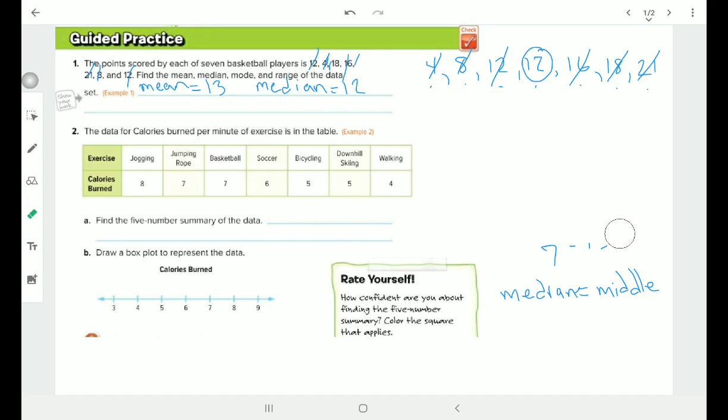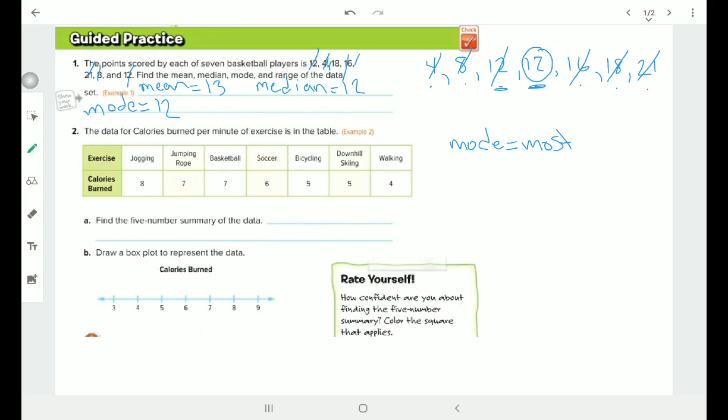The next one is the mode, and the nice little way to describe mode is just the most. So mode, most. Just which data point shows up most often. In this case, 12 shows up the most often because it shows up twice, so that is the mode of my data set.